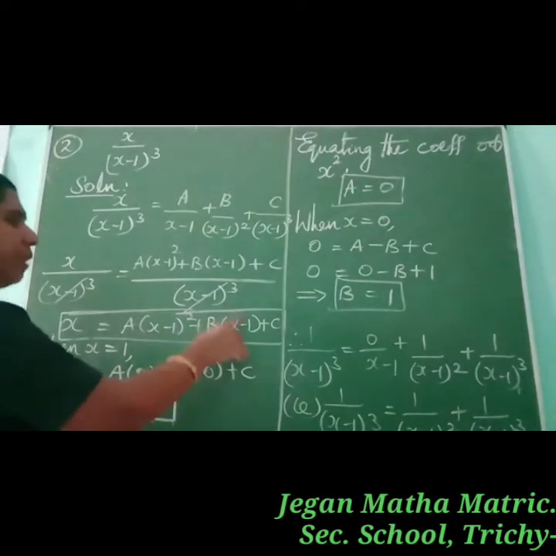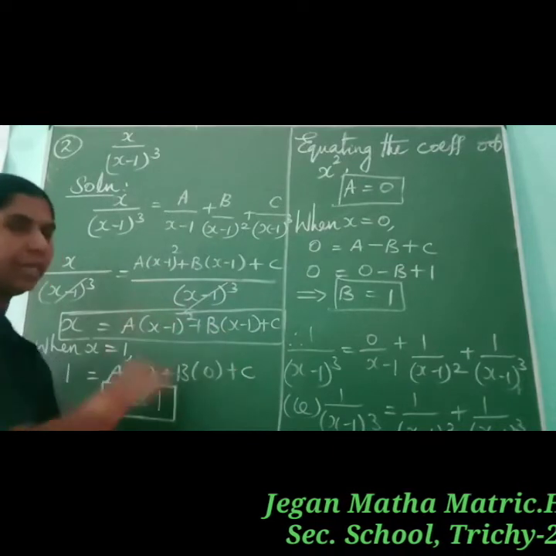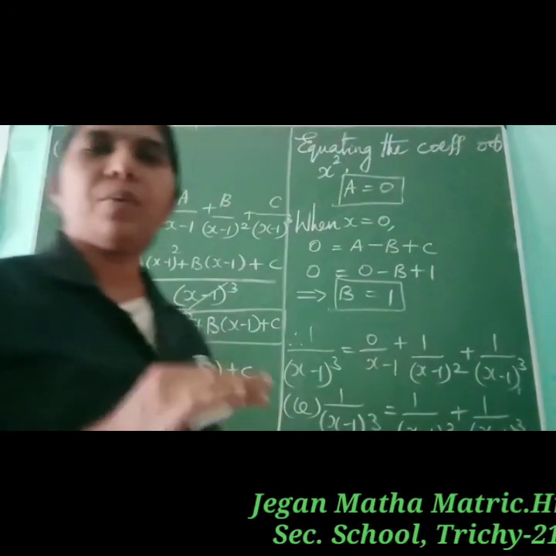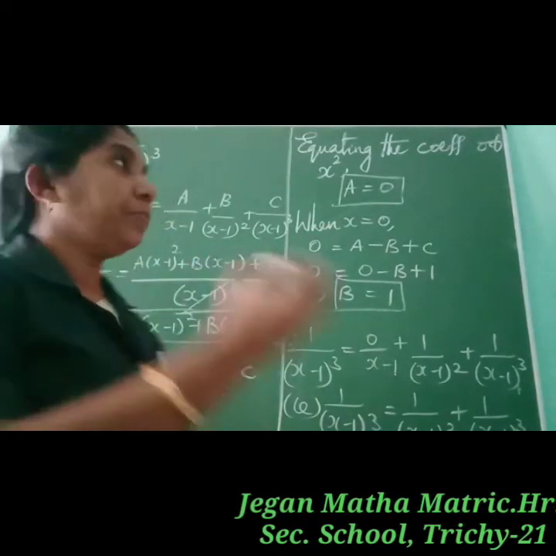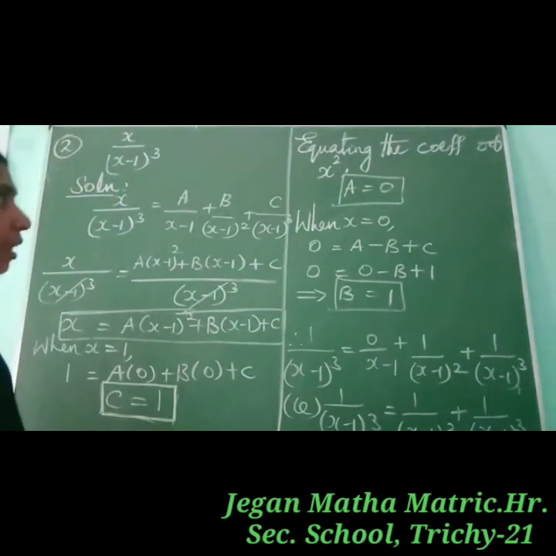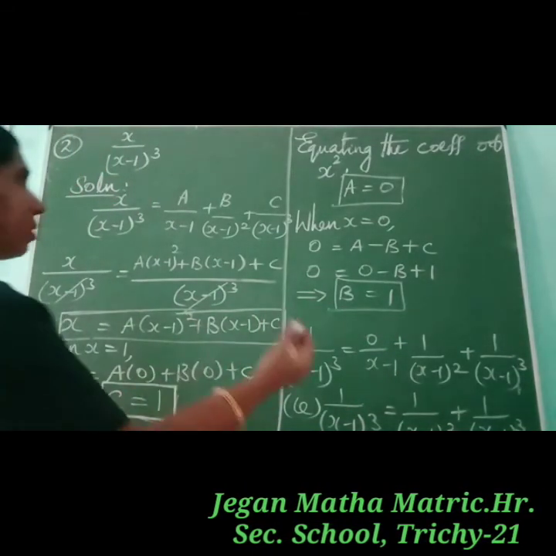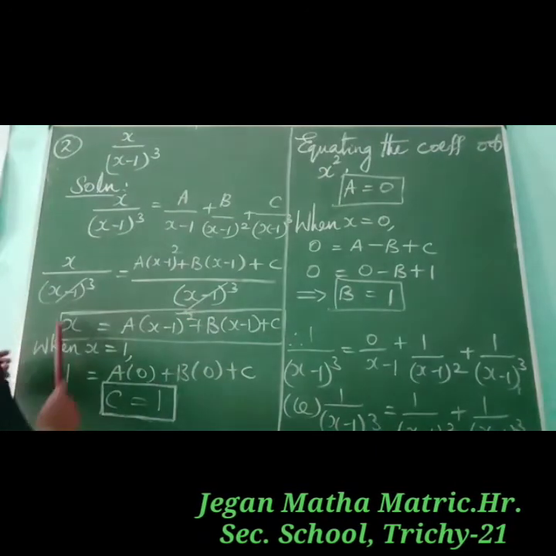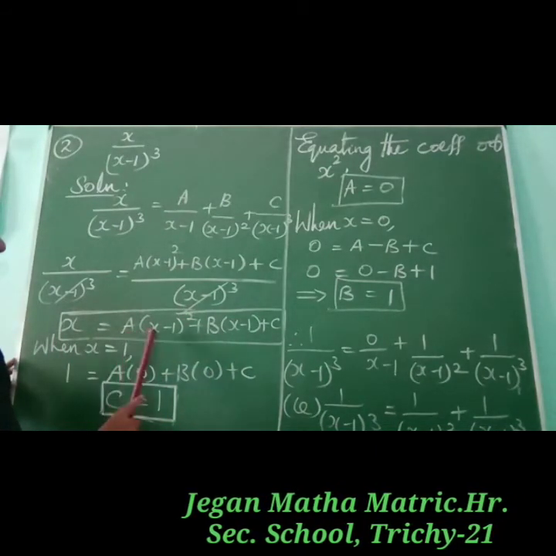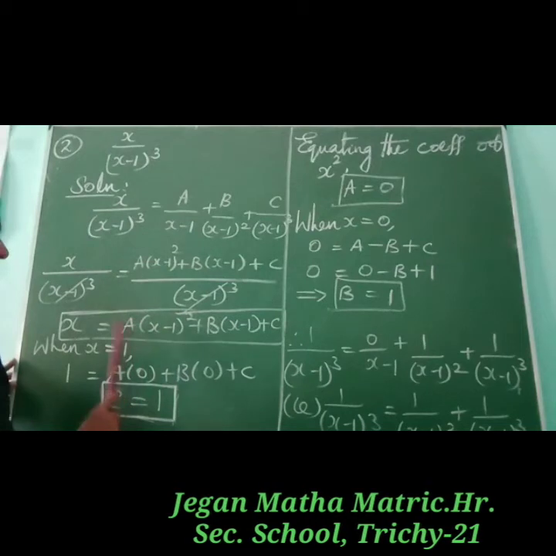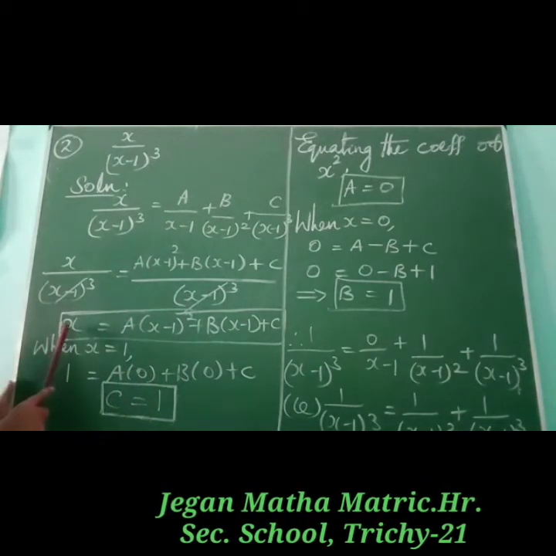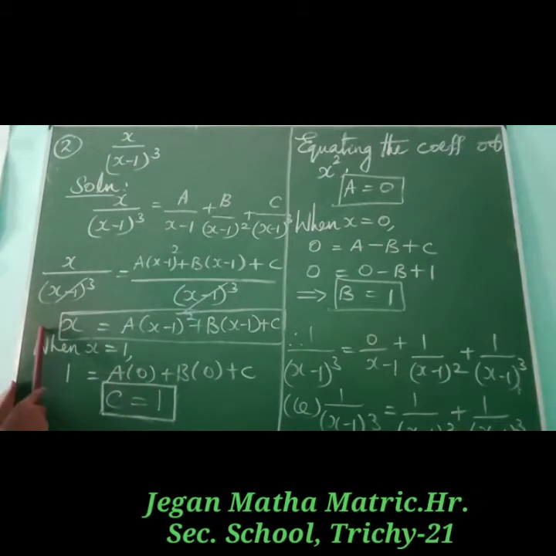No other x value we can select from this expression. In this case, we have to equate the corresponding terms on both the right side and the left side. So, equating the coefficient of x square. In this expression, the coefficient of x square is only a. But on the left side, we have only x. There is no x square.